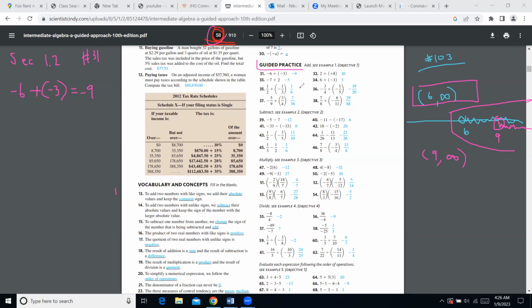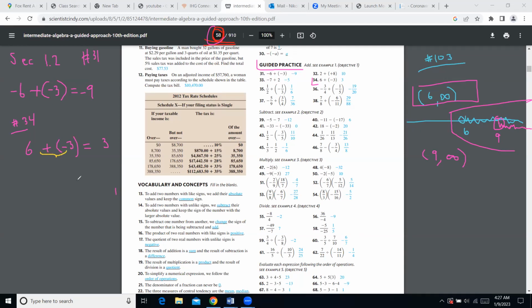What if you have different signs, like in problem 34? Well, in exercise number 34, we have different signs. One is positive 6 and the other is negative 3. So if signs are different, then you subtract the numbers. So you get 6 minus 3, which is 3. And you keep the sign of the larger number. So you keep it positive because the larger number is positive.